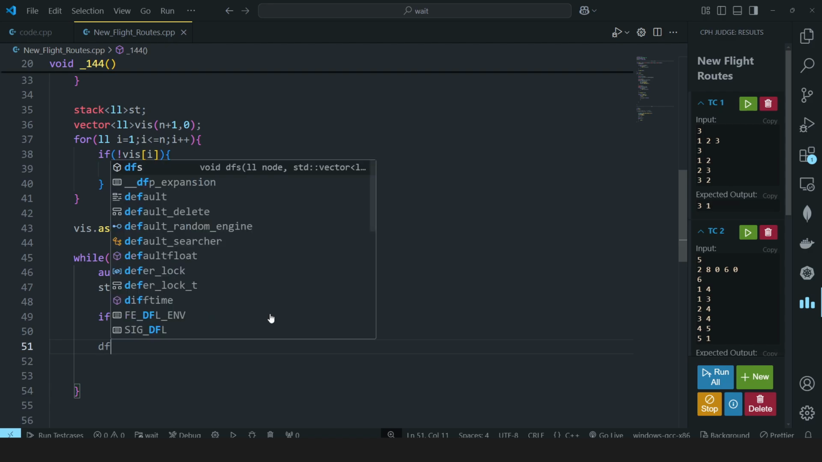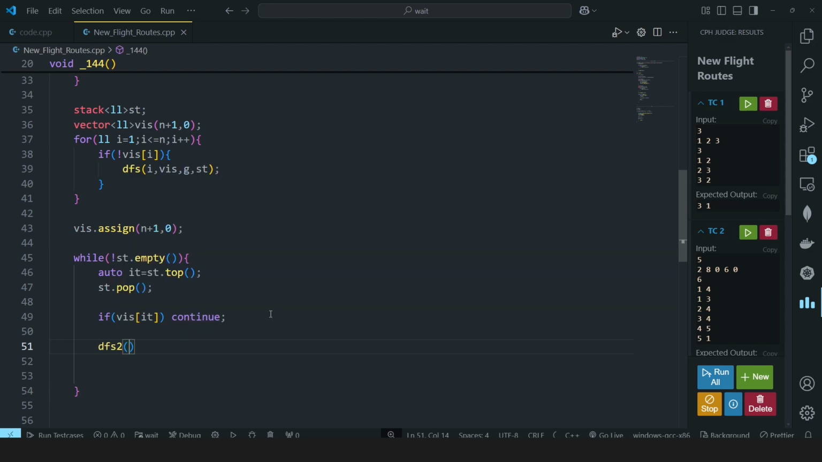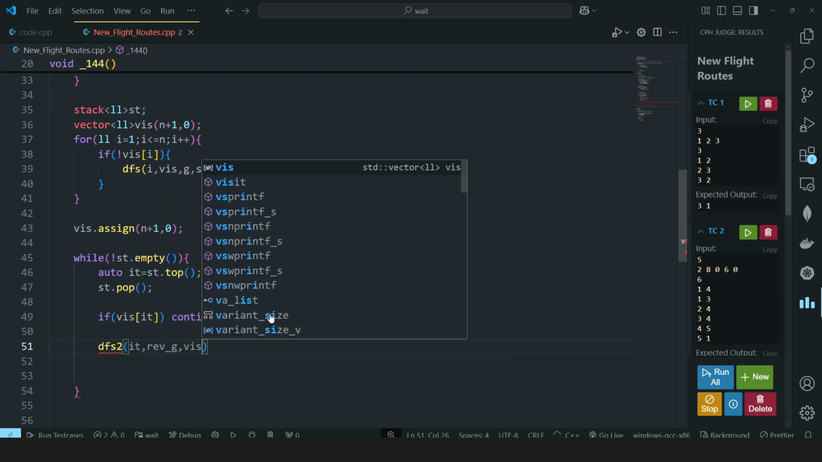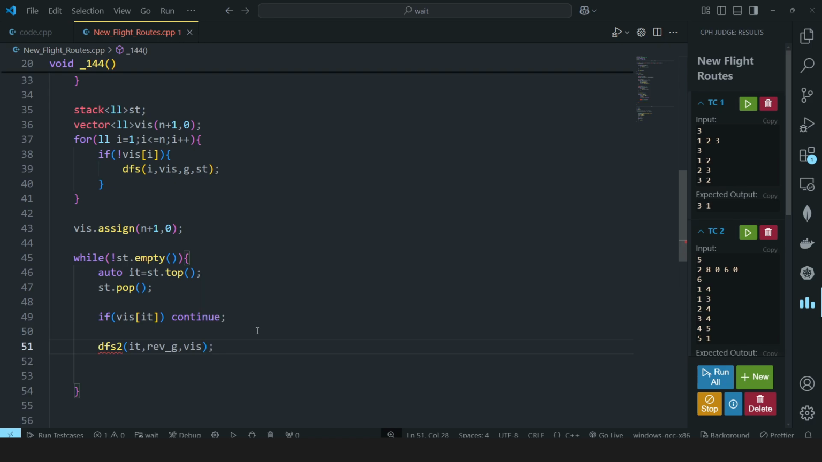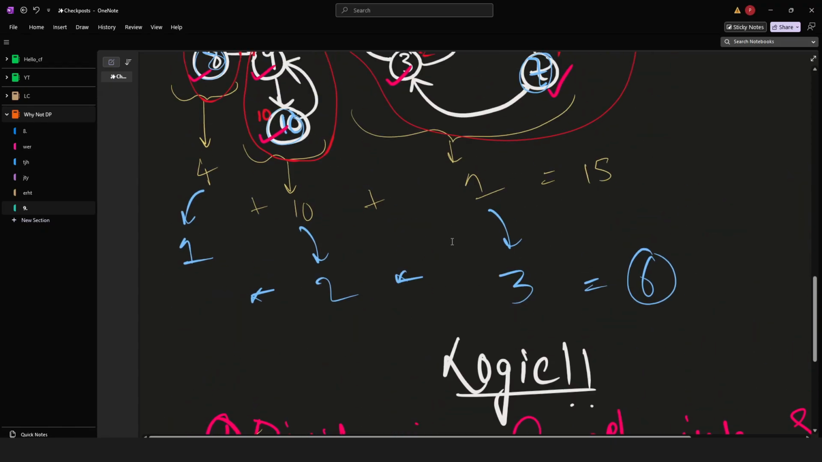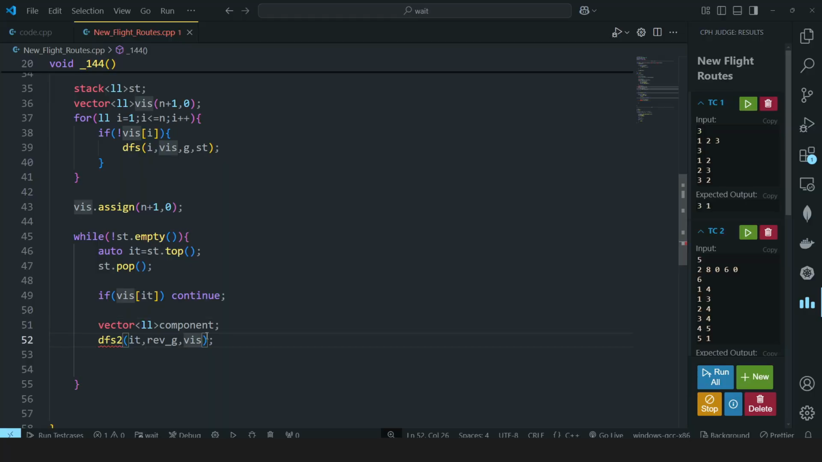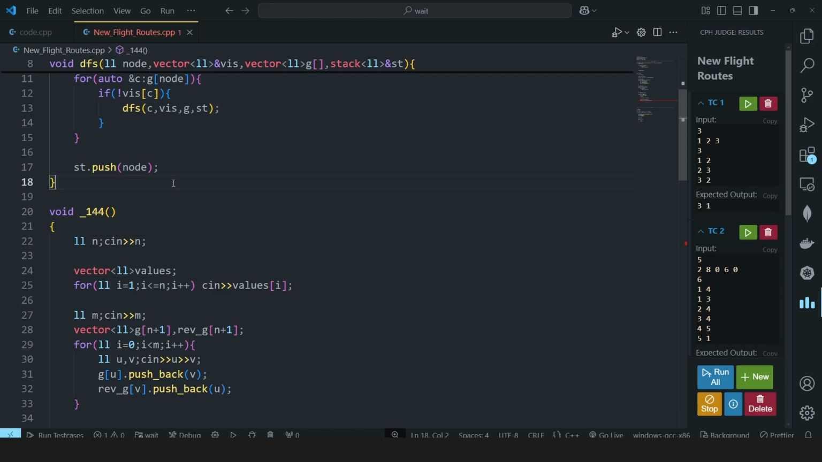After doing this, we used to make a second DFS call, and we'll make this DFS call from this it if this is not visited, and I will pass the reverse graph, that is this, and I will again pass this visited array, right? And I will be passing one more thing, that is this vector, say component. So what will this component vector be storing? This component vector will be storing nothing but the total elements present in a particular component, right? I will be passing this here. So let me write down this dfs2 function here.